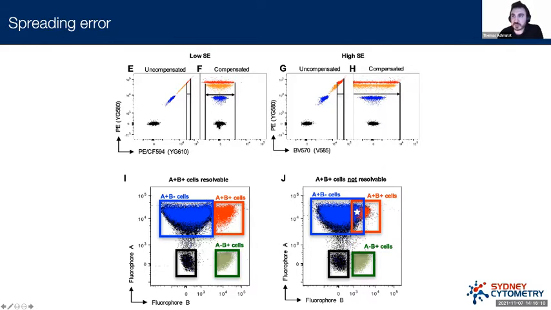Now, importantly, this spread is not generated by compensation, it's simply revealed by compensation. The measurement error here, this spread, is already inherent to the data. So it's already there, we can't do anything about it. All compensation is doing is revealing it by moving all of this data down to the lower end of this bi-exponential scale.